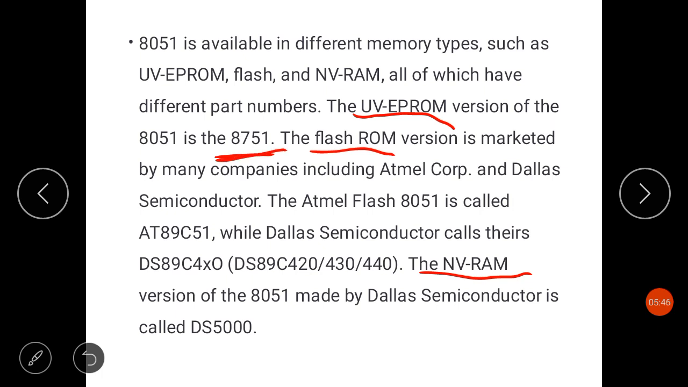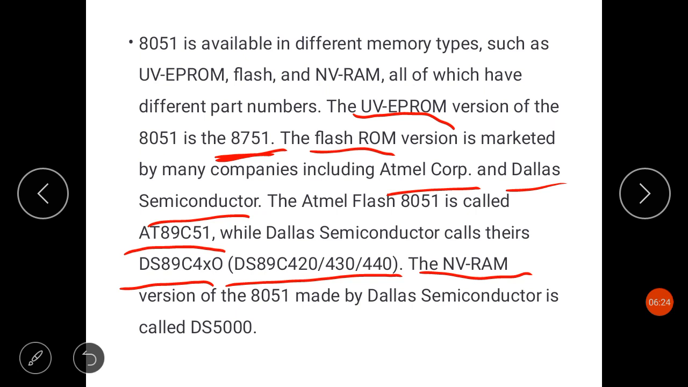8051. The flash ROM version is marketed by many companies including Atmel Corporation and Dallas Semiconductor. The Atmel Flash 8051, that is the flash ROM version of 8051 marketed by the Atmel company, is called AT89C51. This is the part number, while Dallas Semiconductor calls their flash 8051 the DS89C4x0. This is the part number.